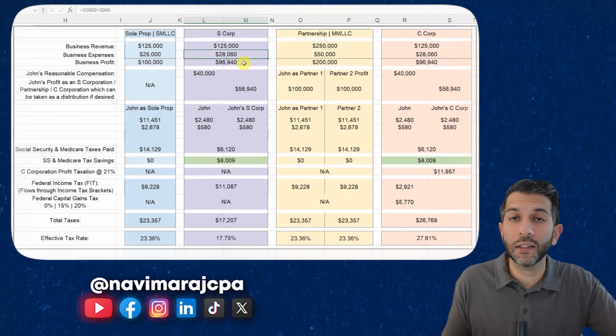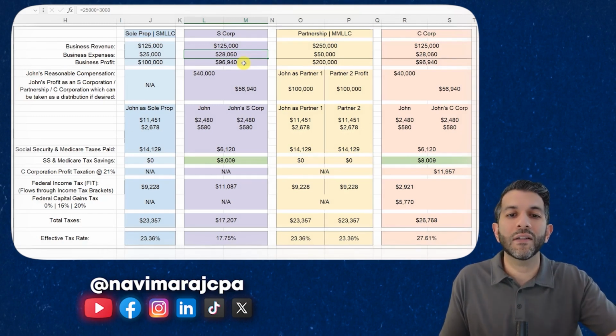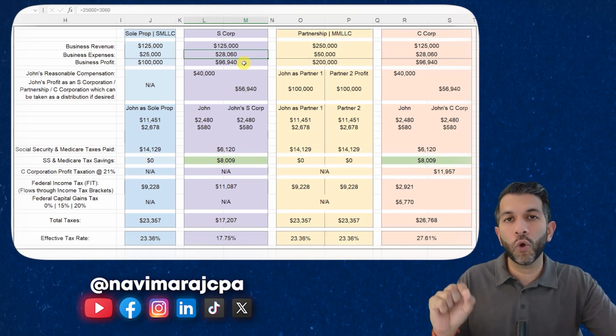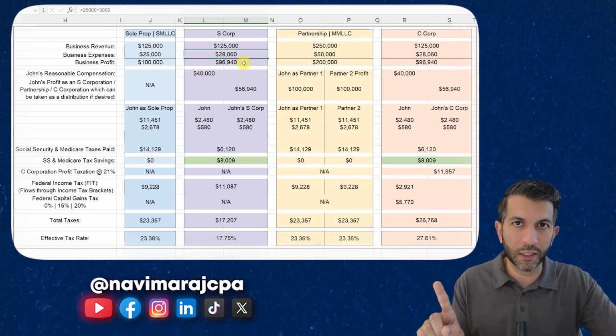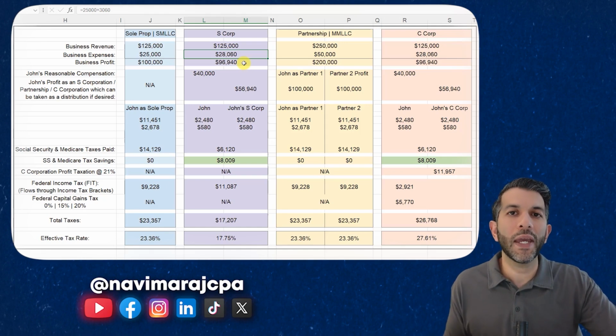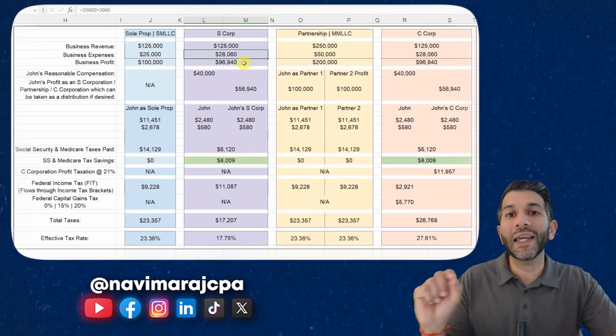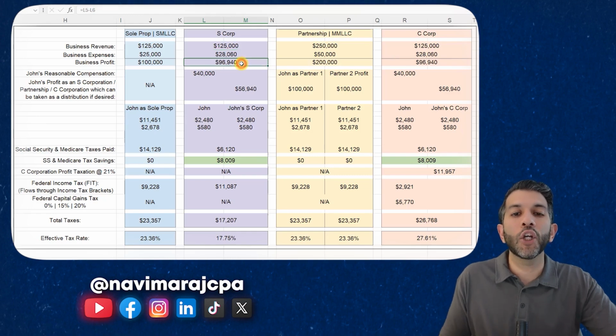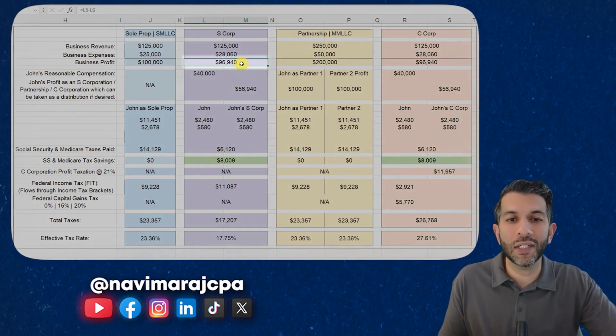$25,000 is advertising expense in my example, and $3,060 is the taxes the S Corp has to pay, but they're not income tax. Remember, S corporations don't pay income tax. It's FICA taxes, Social Security and Medicare. I'll show you how that works in a second. So your business profit will be $96,940.